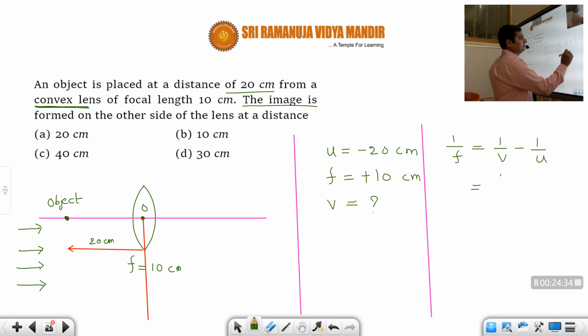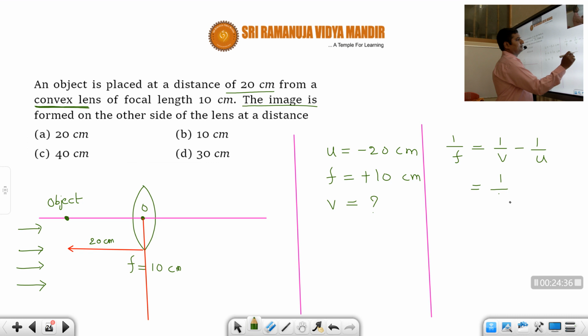So 1 by what? v is the unknown quantity, so we should not substitute anything. Minus of 1 by u. What is u, students? Minus 20, is equal to 1 by focal length. What is the focal length? 10. So therefore 1 by v is equal to 1 by 10.